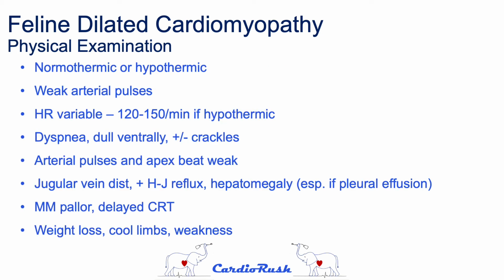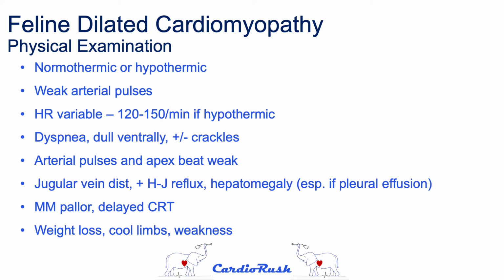On physical exam, many of the cats are hypothermic, especially if they have congestive heart failure. Arterial pulses are weak. The cats who are hypothermic might have a slow heart rate, and this can be a little bit tricky. You've probably learned that heart failure is associated with a faster heart rate, but in cats, if they're hypothermic, it tends to slow their sinus node firing rate.